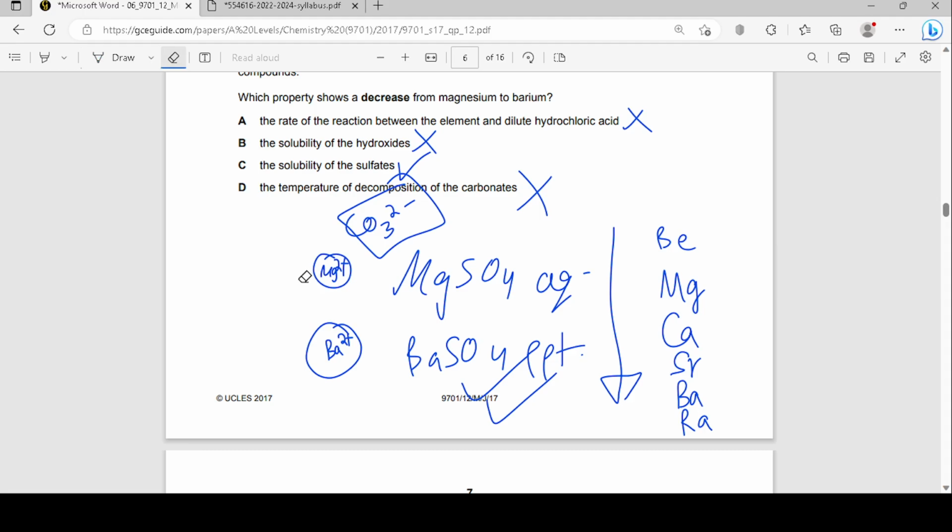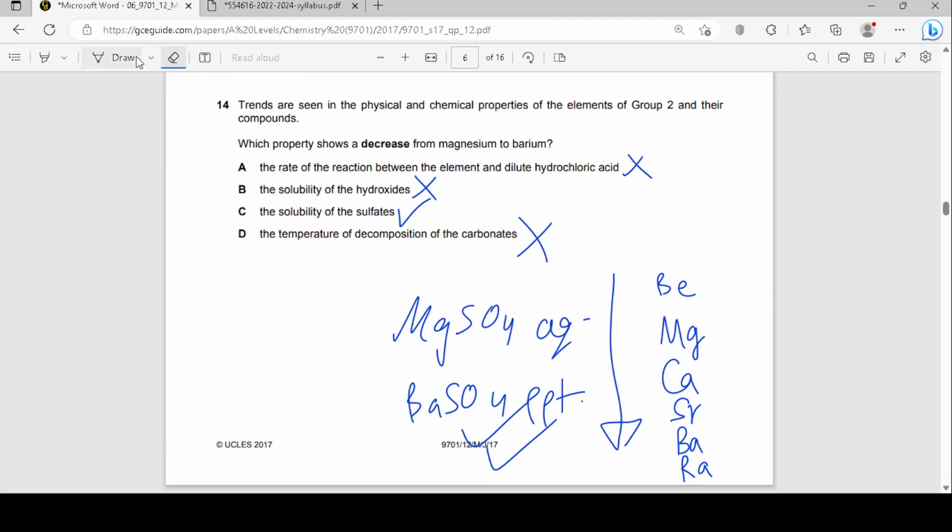So that means that MgCO3 will decompose more readily than BaCO3. So MgCO3 has a lower decomposition temperature. So the decomposition temperature of the carbonates increases down the group basically. So A, B, and D are wrong, and so C is the correct answer. The solubility of the sulfates decreases down the group, whereas all the other three trends increase down group 2.